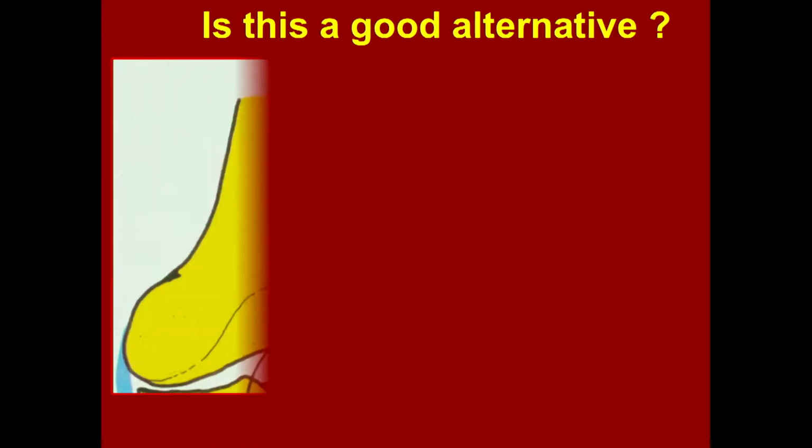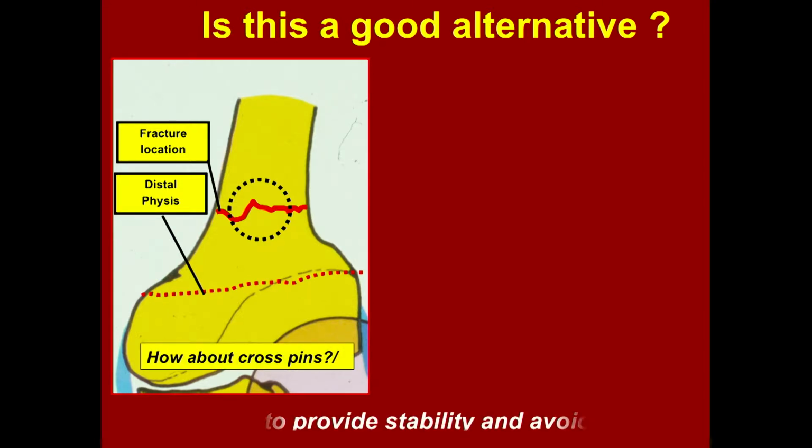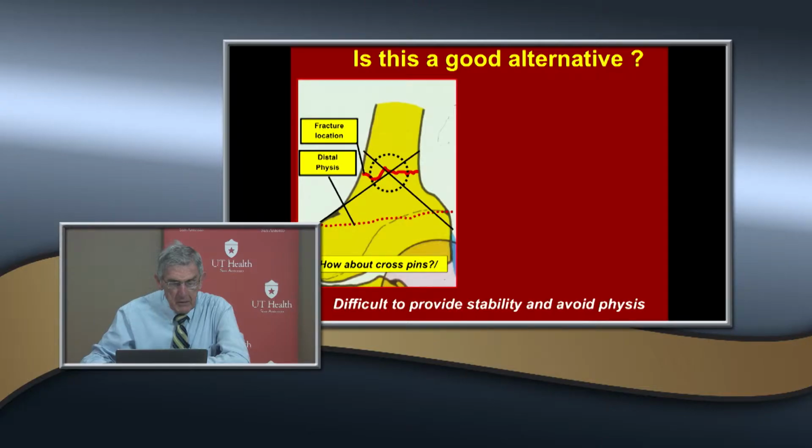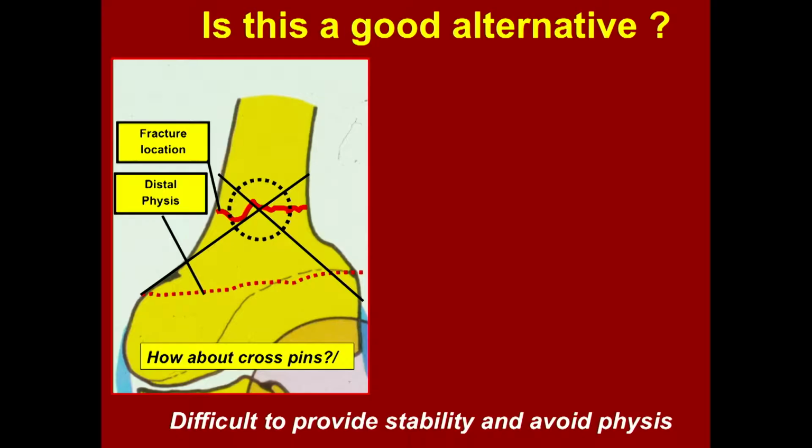Okay, is this a good alternative? The use of the distal physis. Here's the fracture. What else can you use? If you can fit smooth pins. Yeah, you can cross pins. But what's the problem with that? What kind of structure do you have here? Is this a stable? Cross at the physis. That's exactly right. You don't want to cross at the physis.